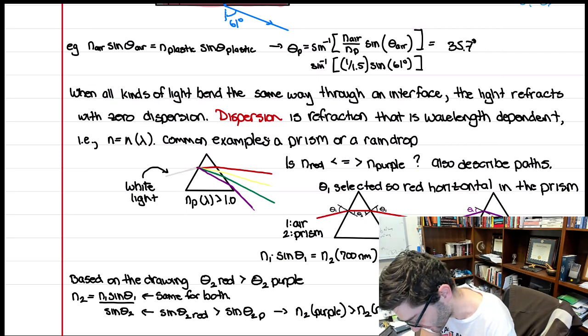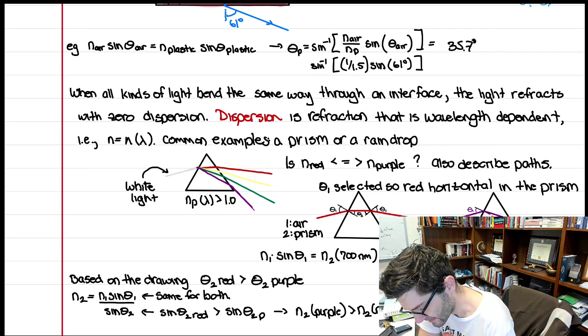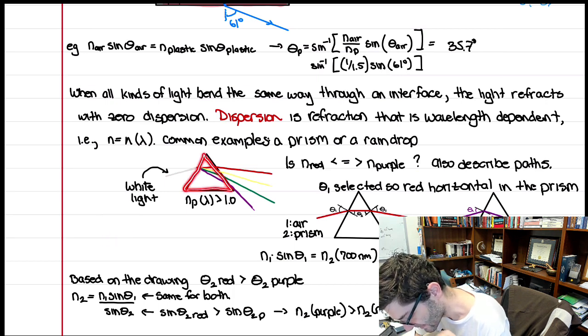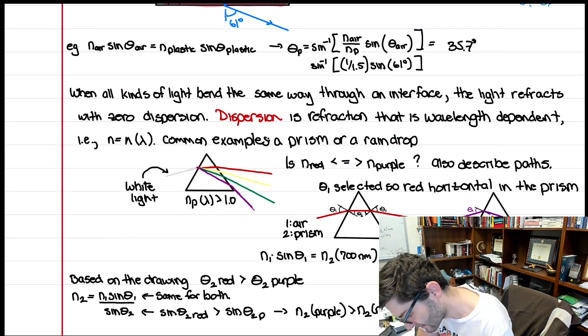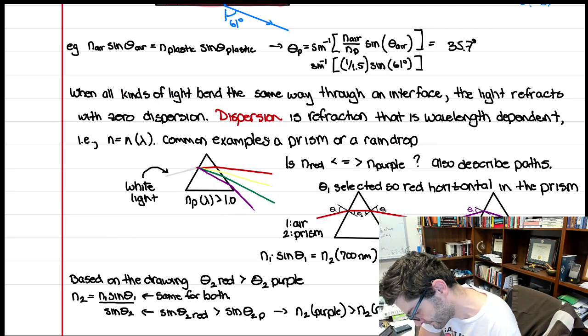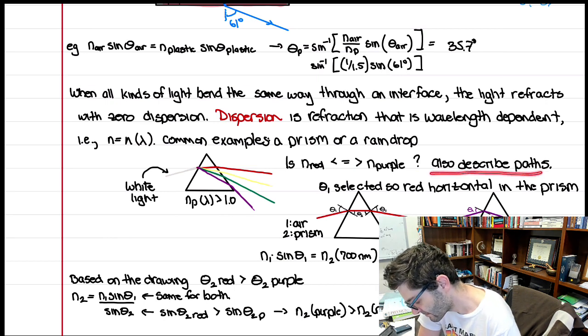Now, we know that air has an index of refraction of about 1, and that this prism, which is probably glass or plastic, is going to have some index of refraction greater than 1, but it's also going to depend on the wavelength. I specifically drew red on top and purple on the bottom. So is the index of refraction of red less than, equal to, or greater than the index of refraction of purple? That's our question. And it would be nice if we could also describe these paths, perhaps using Snell's law.